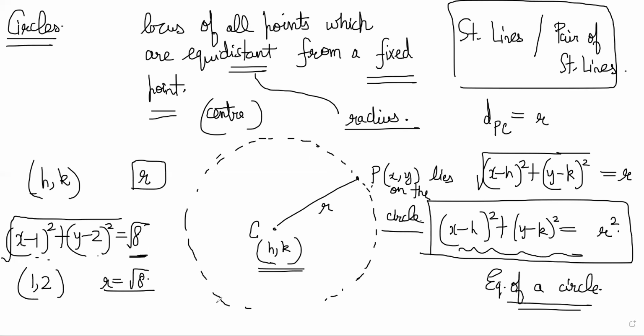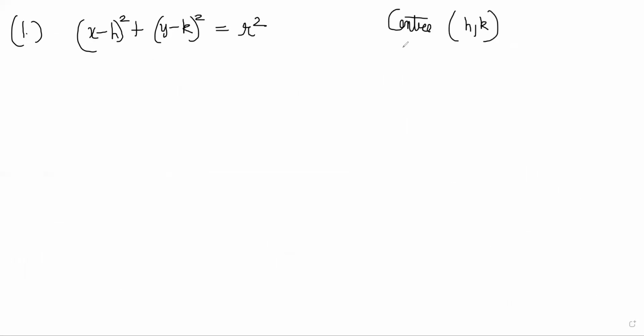Correct. So the most simple equation of a circle is this: (x minus h) whole square plus (y minus k) whole square is equal to radius square, right? This tells us that the center of the circle will be at (h, k) and the radius of the circle will be equal to r, right?